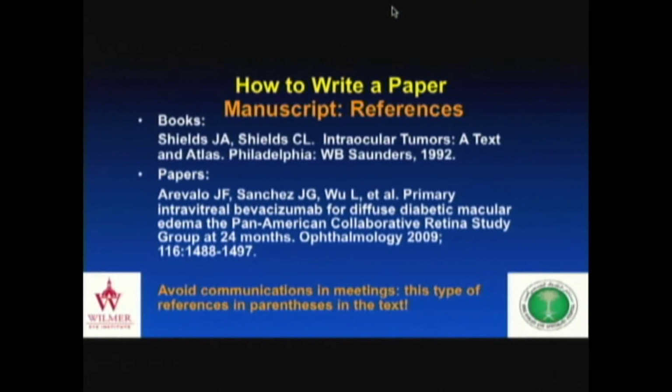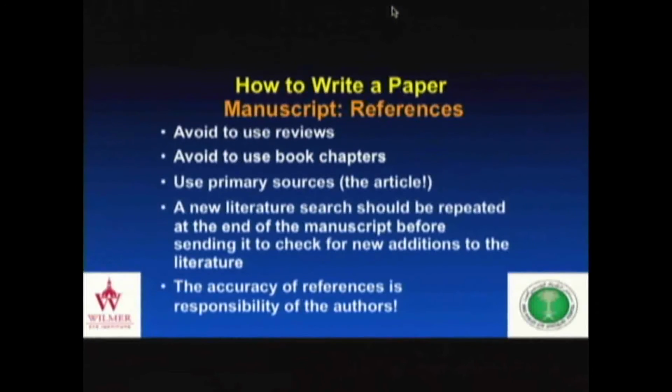These are examples of the way you can reference a book or a paper. Avoid communications in meetings. When you have an important comment to make about a presentation that was made at the Academy, you make the comment, and then in parentheses, you would include unpublished data, if it is not published, of course, and then mention American Academy of Ophthalmology annual meeting, the year, the month of the year. So this is the way that you will reference in the text, not in the reference, because it's not a published study yet. So avoid, again, using reviews, book chapters, use the primary source.